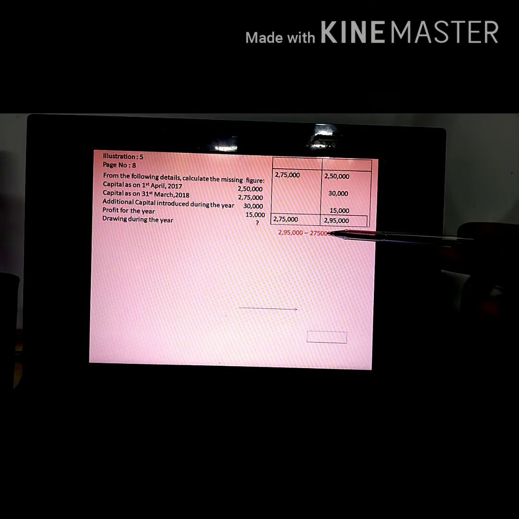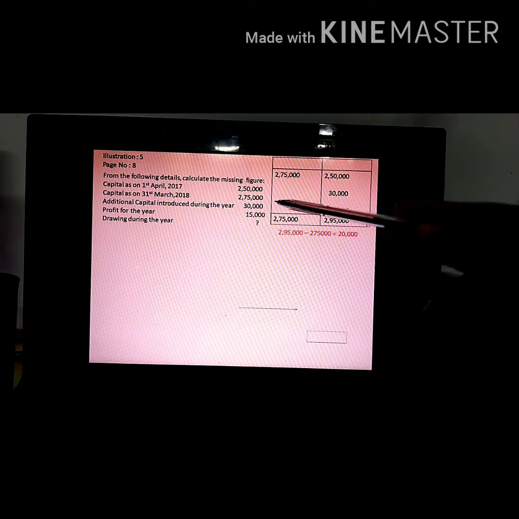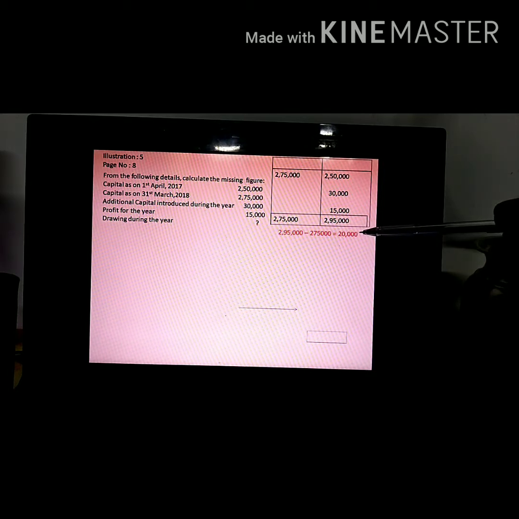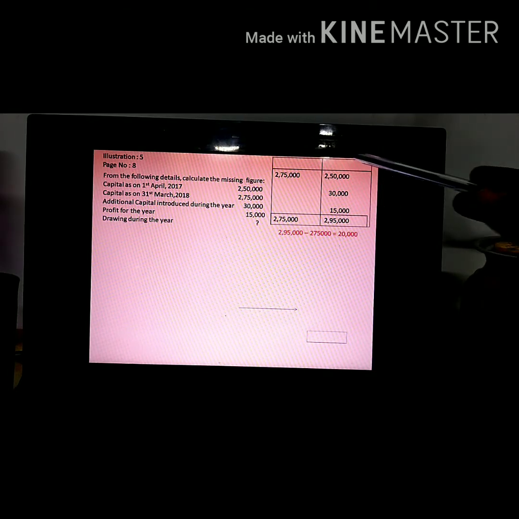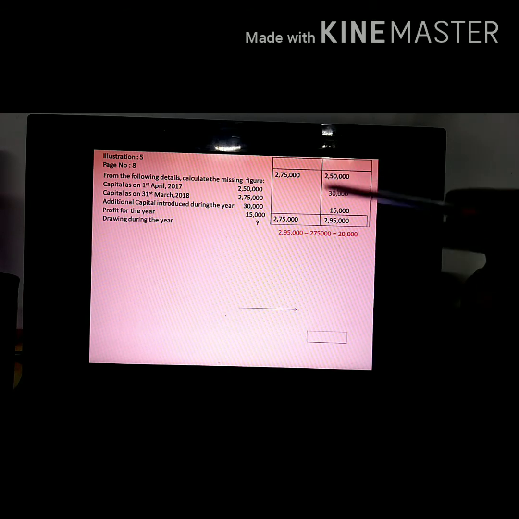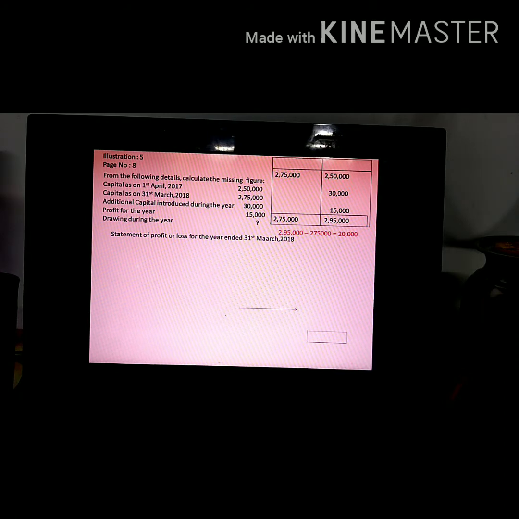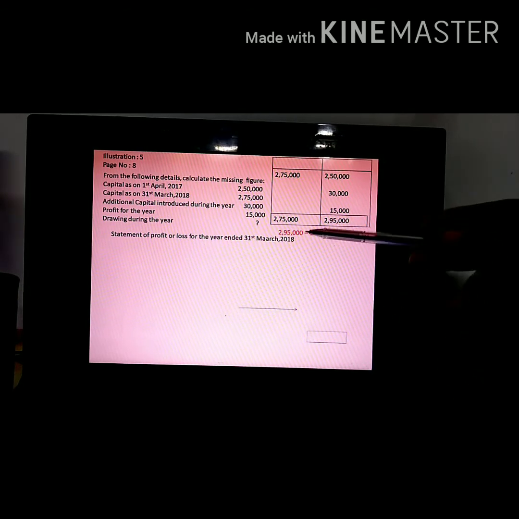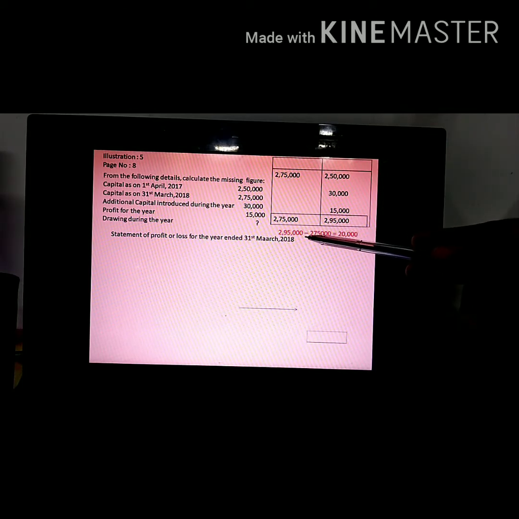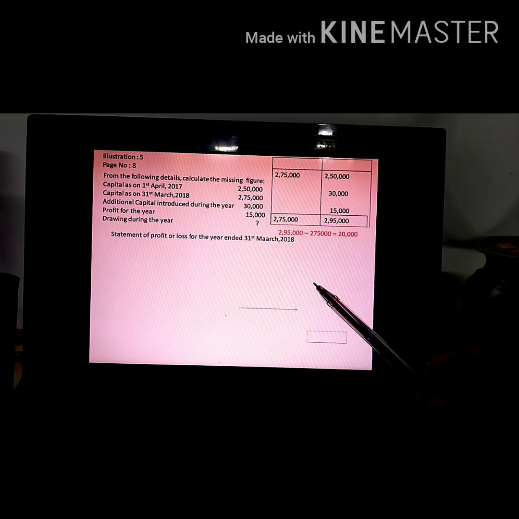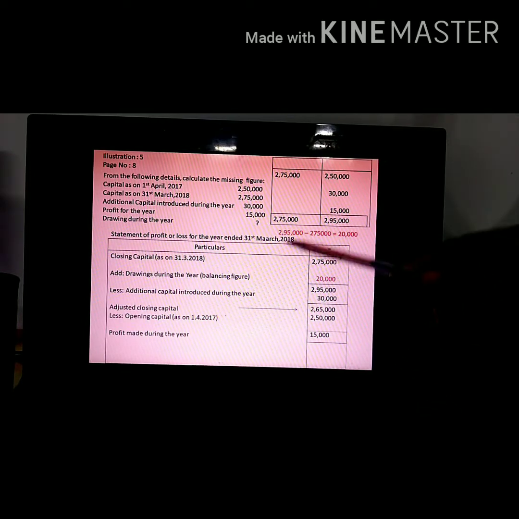2,95,000 is the highest value, and from it you subtract the lowest value. You get 20,000. So this is the missing information: drawing is 20,000. You have to write the working notes here. After the working notes you have to draw the format, which I already told you. Please open the format on a single side of your ledger note. Write the statement of profit or loss for the year ended 31st March 2018. Then put the date in the date column and write the particulars.